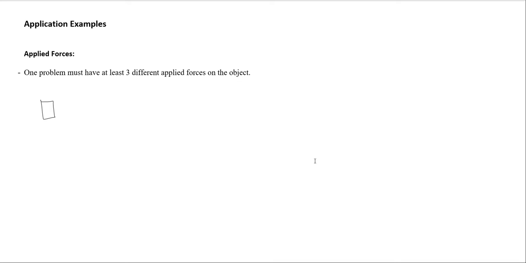And then think of the condition. I have to have at least three different applied forces. Well, I should draw three different arrows and give them all different names. I'll call this force A for force applied. Maybe the other one's going to go this way for force B. And I'm going to need a third arrow. I don't know which direction it'll go. Well, I can make it any direction.